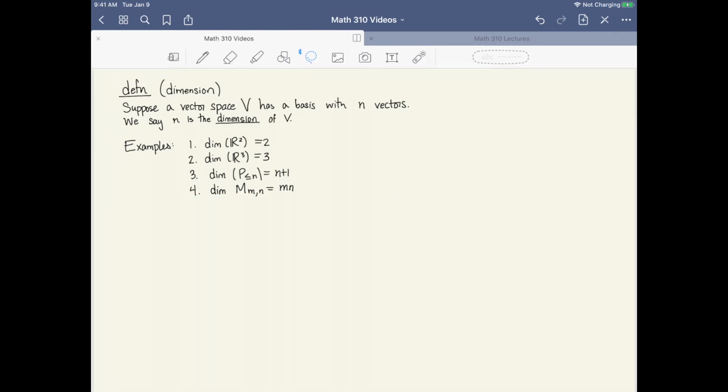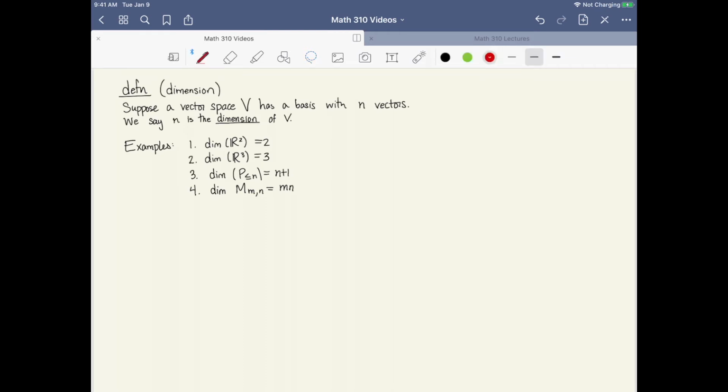Suppose a vector space, V, has a basis with n vectors. Then n is the dimension of V. Our standard examples: R2 is 2-dimensional, R3 is 3-dimensional. The vector space of polynomials of degree at most n is n plus 1-dimensional.